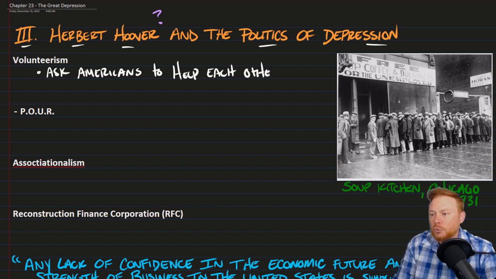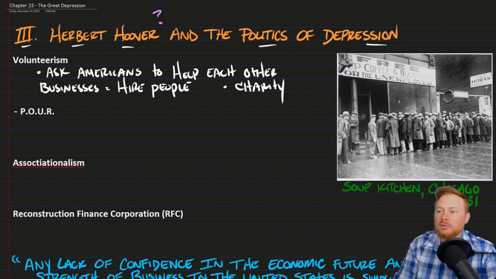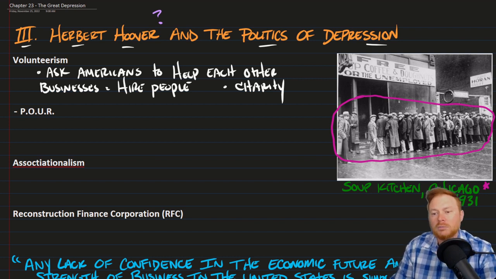So, for example, Hoover encouraged businesses, he said, hire people, right? Do what is good for the economy. He encouraged charities, church organizations, right? Help your fellow American out. And in fact, during the Depression years, there's quite a bit of charitable activity. Here we have a picture of a soup kitchen in Chicago in 1931 that would hand out free meals for the people who couldn't afford them.